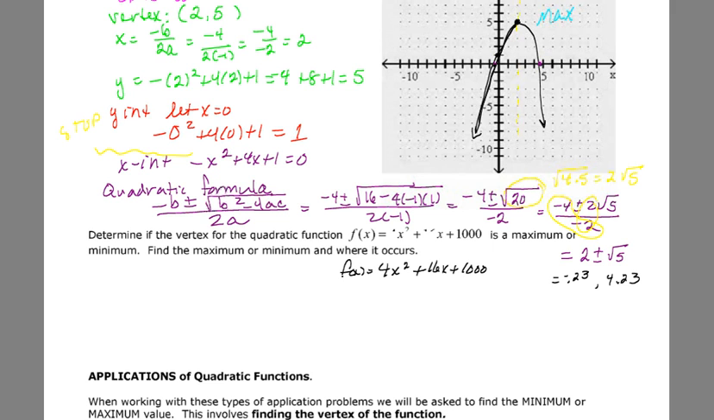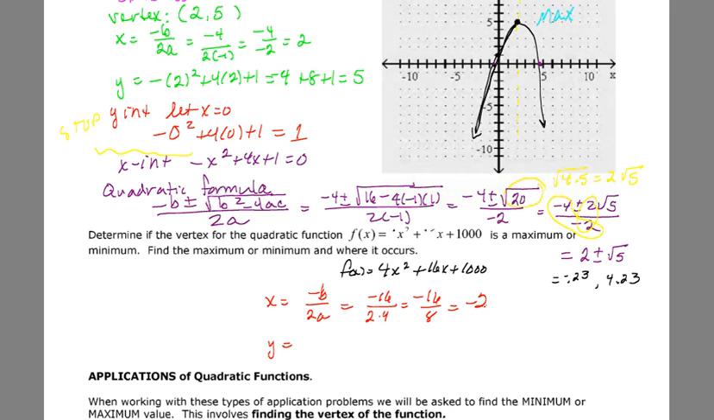So let's work on the formula to find the vertex, which is negative b over 2a. That will calculate our x-coordinate. So for this function, negative b will be a negative 16. 2 times a will be 2 times 4. So negative 16 over 8 is a negative 2. So there's the x-coordinate. Let's find the y-coordinate.